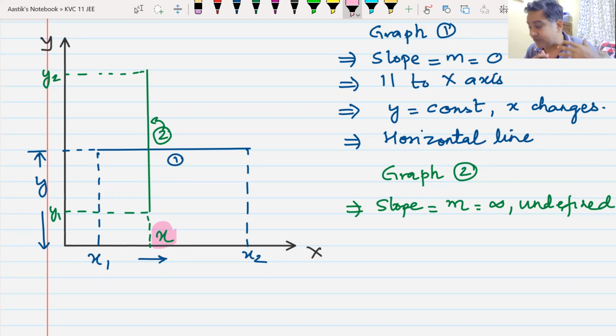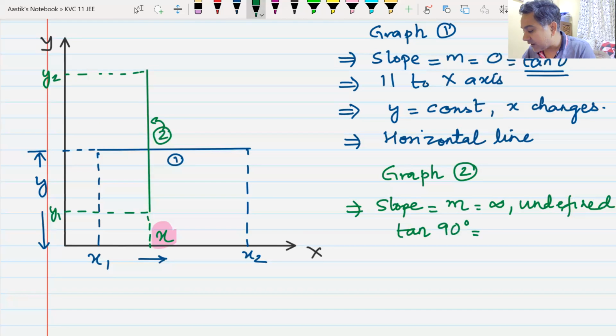Tan of 90 is not defined, because we have to find out the tan of this angle. In this case, it was tan of 0. Tan of 0 is 0, but tan of 90 is not defined. So the slope of this line is not defined. Do we understand this? Yes or no?